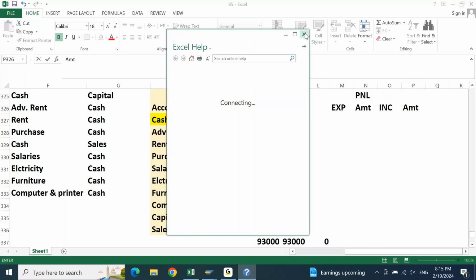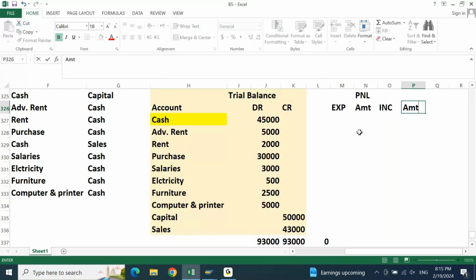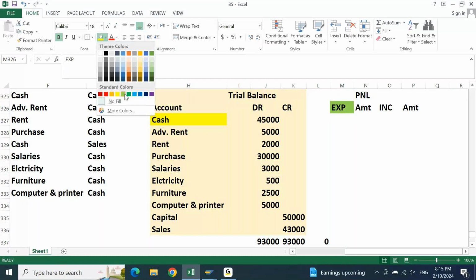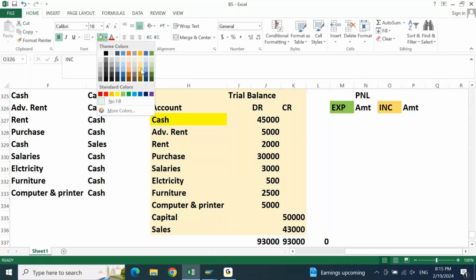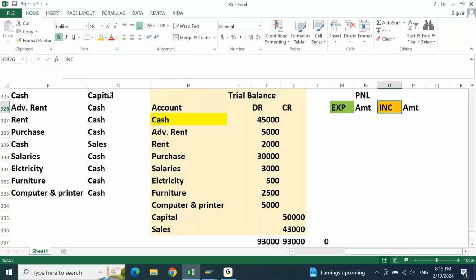Now to draft this P&L, you need to identify what is your expense, what is your income. Let's say all my expenses I will highlight with green color. All my incomes I will be highlighting with, let's say, this color. So I am going to highlight all my expenses first.